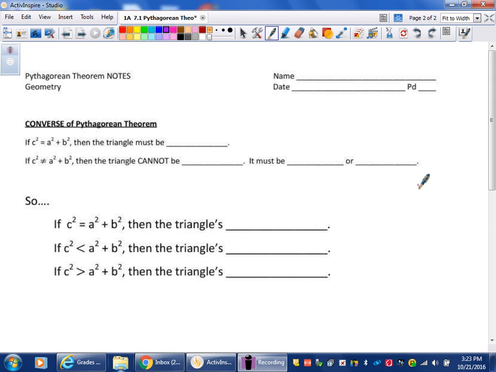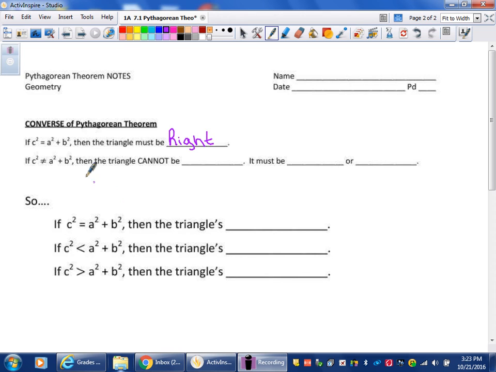Alright, now we're going to talk about what's called the converse of the Pythagorean theorem. If you remember when we talked about converse, converse means you switch it. So instead of saying a triangle is a right triangle if a squared plus b squared equals c squared, the converse would say if in a triangle a squared plus b squared equals c squared, then it's a right triangle. So if c squared equals a squared plus b squared, then the triangle must be a right triangle. So it must be right.